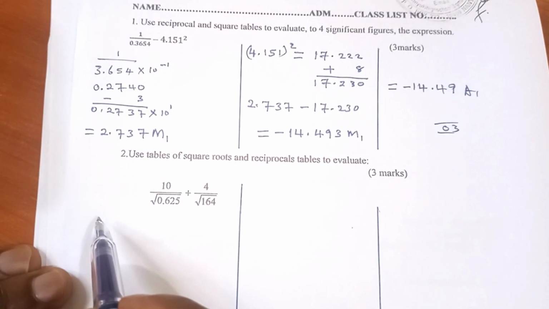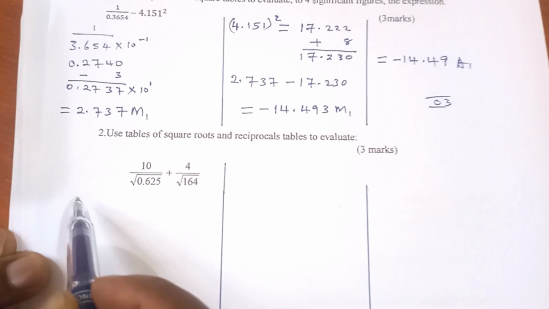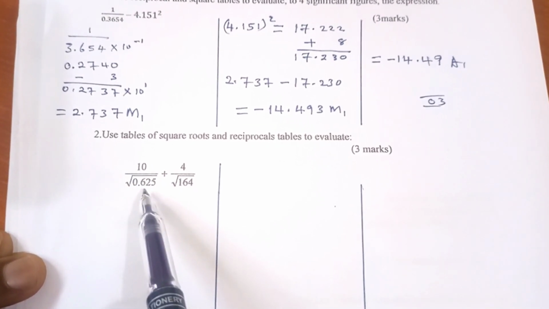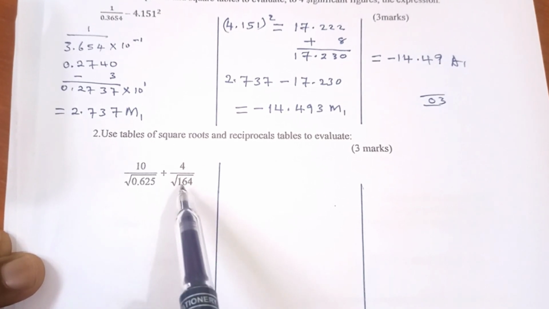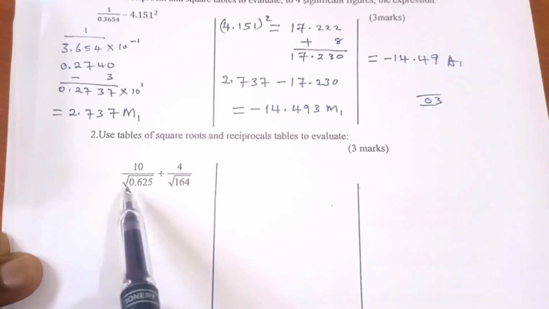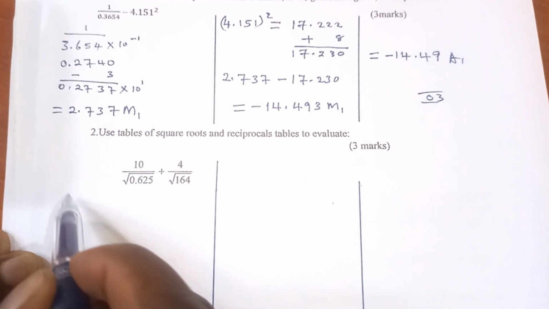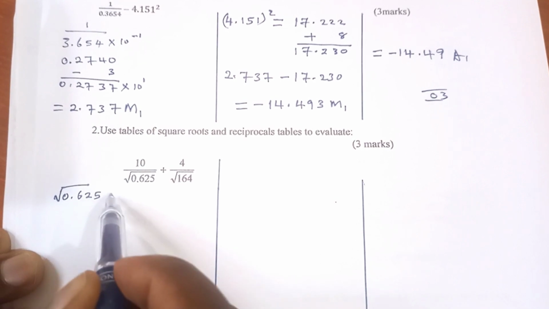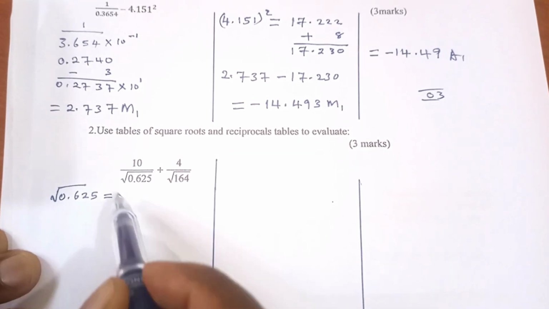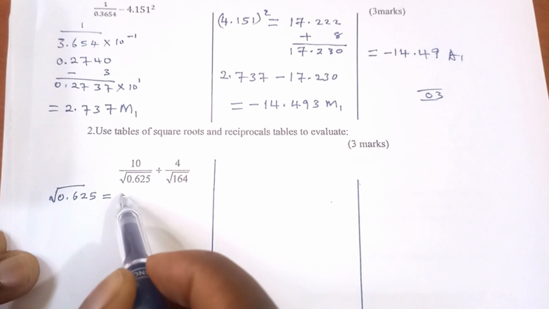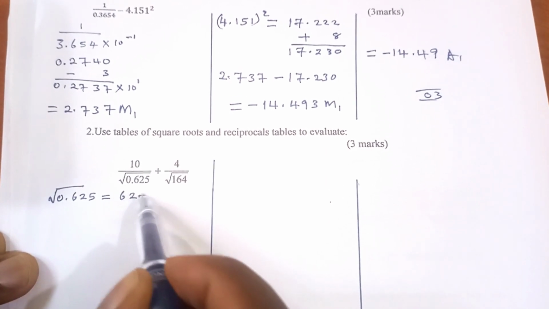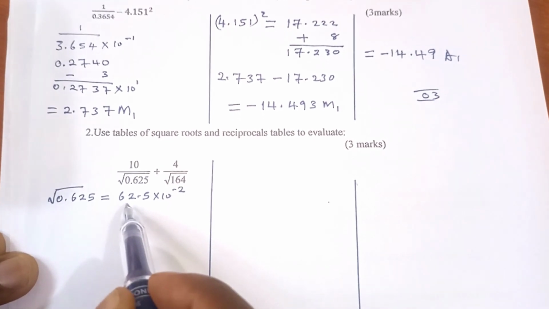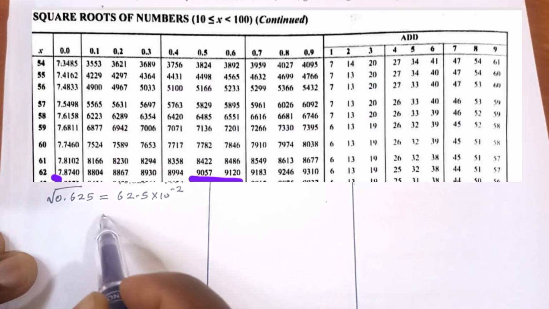We have, using tables of square and square root, reciprocal tables, to evaluate 10 divided by root 0.625 plus 4 divided by root 164. So we are going to first find the square root of 0.625 and 164 separately. So we are supposed to write the number in standard form. Sorry, not in standard form, but in such a way that it has an even power. This is 62.5 times 10 to power negative 2.